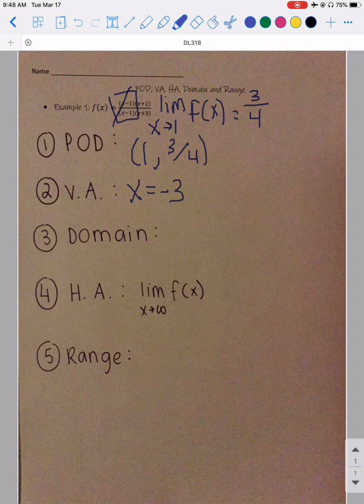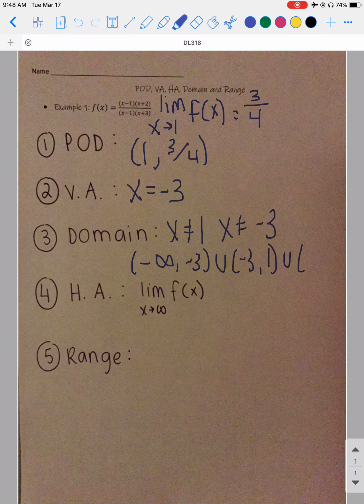Once I have the pod and the vertical asymptote, I'm able to figure out the domain of this function. We did this earlier this year, that if I look at my original function, f of x, I know that the domain cannot include x equals 1 and x equals -3, as they make my function undefined. So that means I can write my domain as -∞ to -3, and -3 to 1, and then from 1 to infinity.